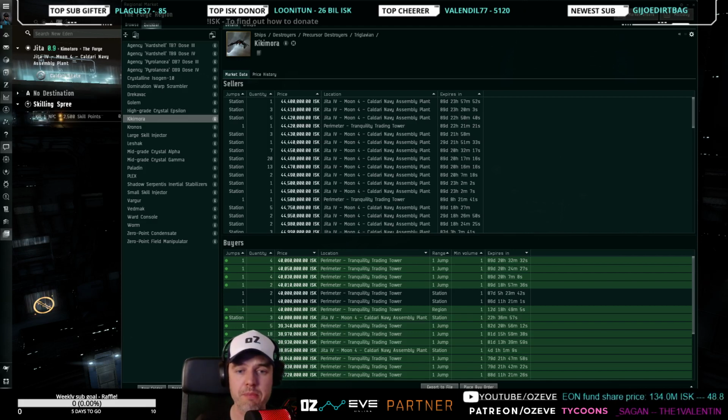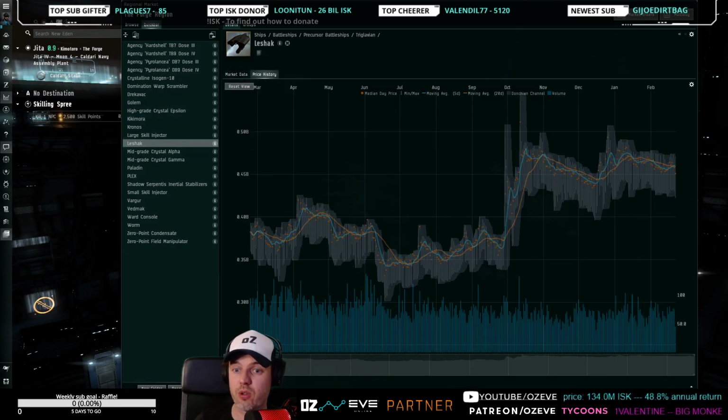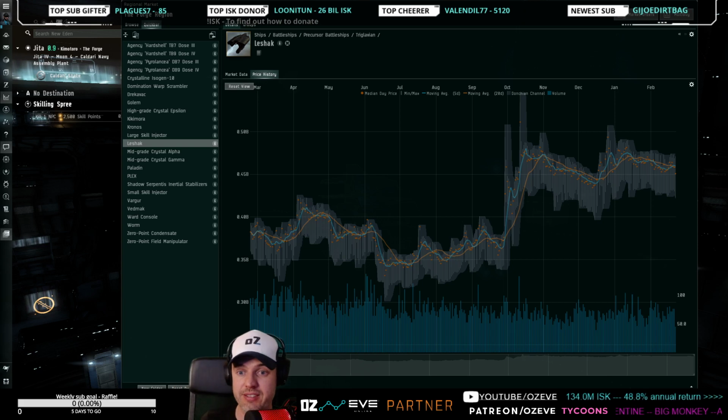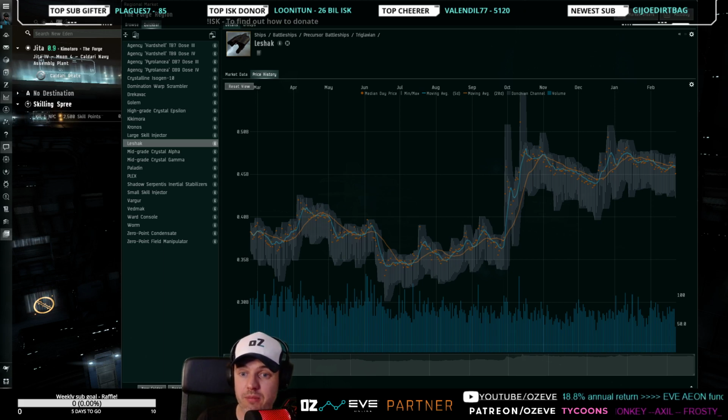By the way, just as a side note, if you've ever wondered why the Leshak, which is also a Triglavian ship, doesn't follow the same price curves as the other tier one Triglavian ships, that's because the Leshak mainly relies on basic minerals.